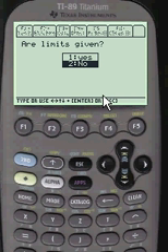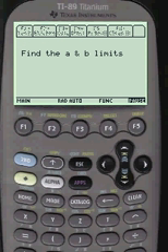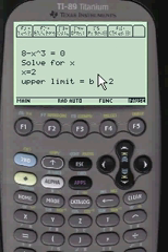Then I ask whether the limits are given, because sometimes they're not. In this case, they're not given in this problem, so I'm going to choose no. And we're going to find them. We set 8 minus x cubed equal to 0, and we solve for x. And so x is equal to 2. Makes sense, because 2 cubed is 8, so we use that for the upper limit.